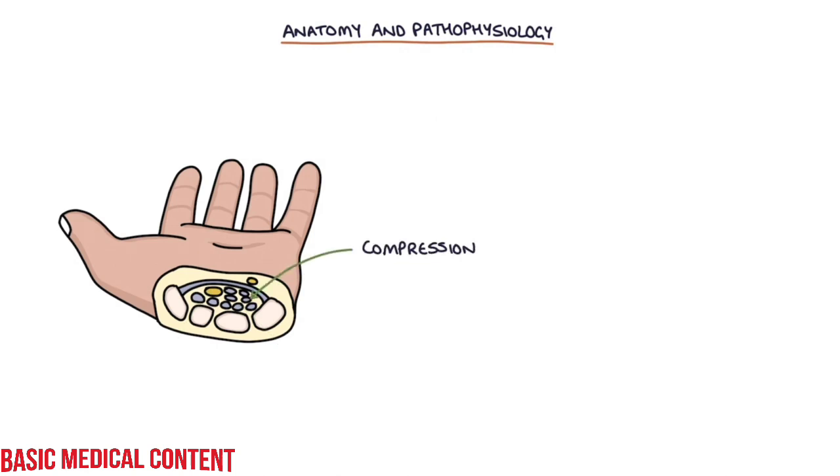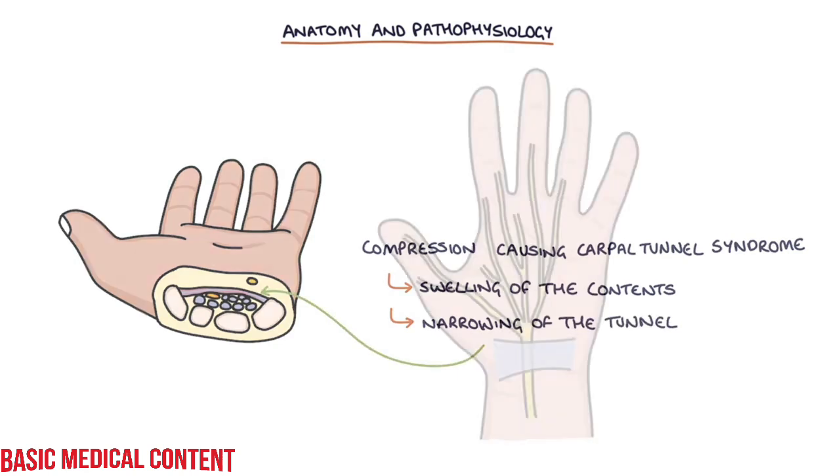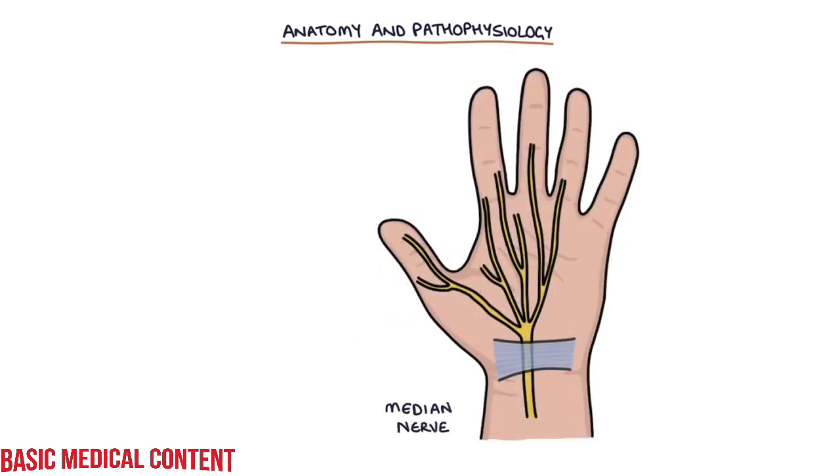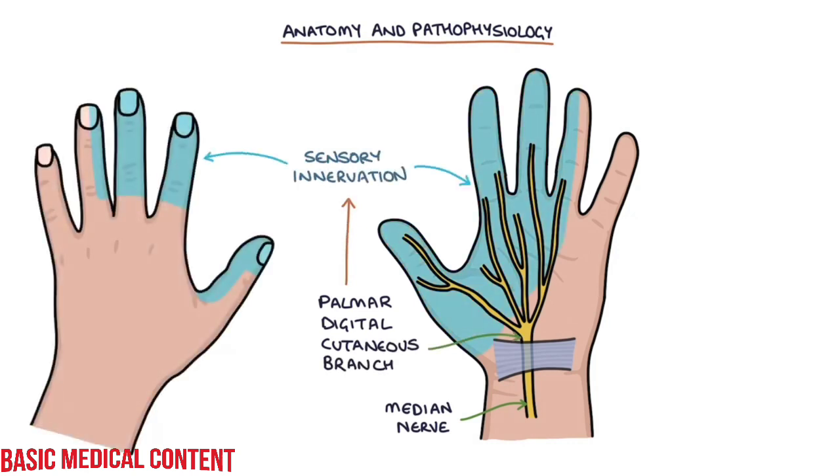Compression of the contents of the carpal tunnel, causing carpal tunnel syndrome, is the result of either swelling of the contents, for example, swelling of the tendon sheaths due to repetitive strain, or narrowing of the tunnel. The branch of the median nerve that passes through the carpal tunnel is called the palmar digital cutaneous branch, and is responsible for sensory innervation of the palmar aspects and the full fingertips of the thumb, index and middle finger, and the lateral half of the ring finger.